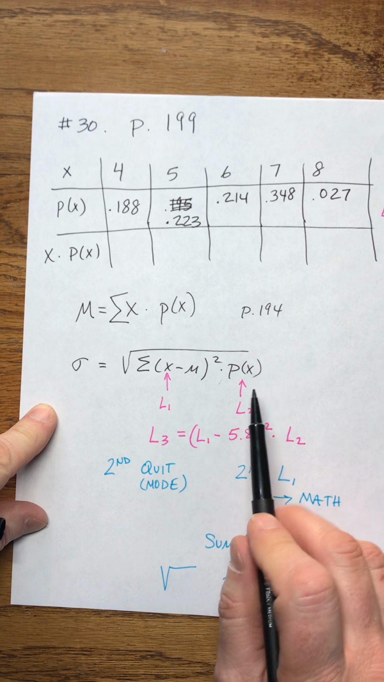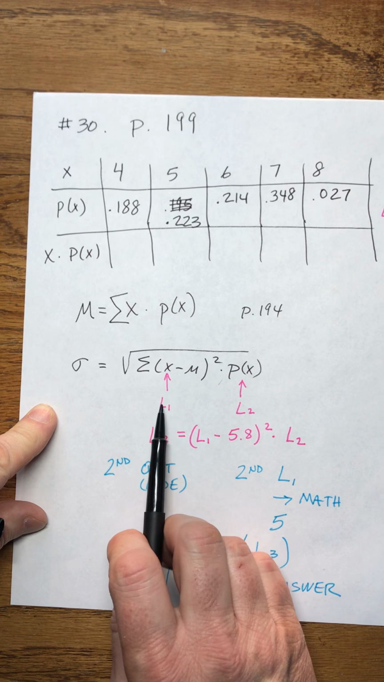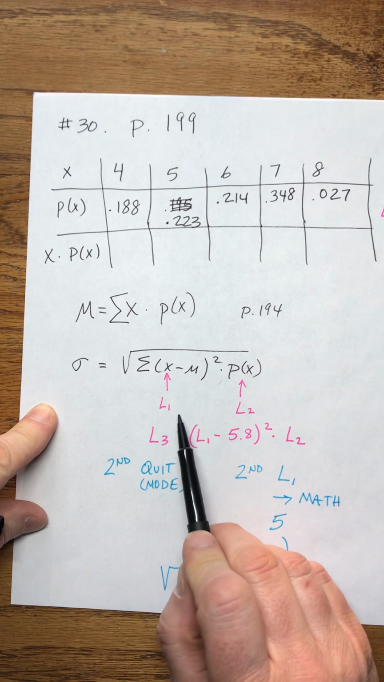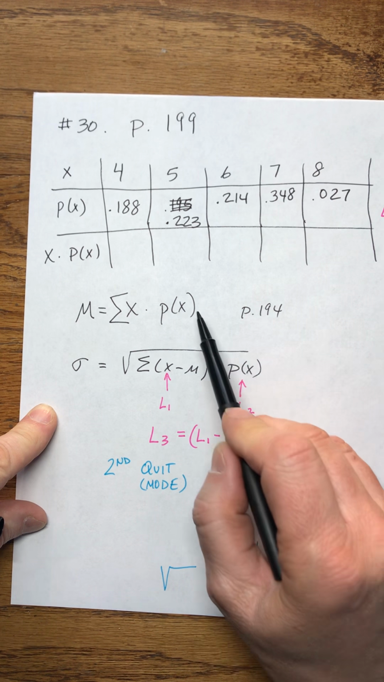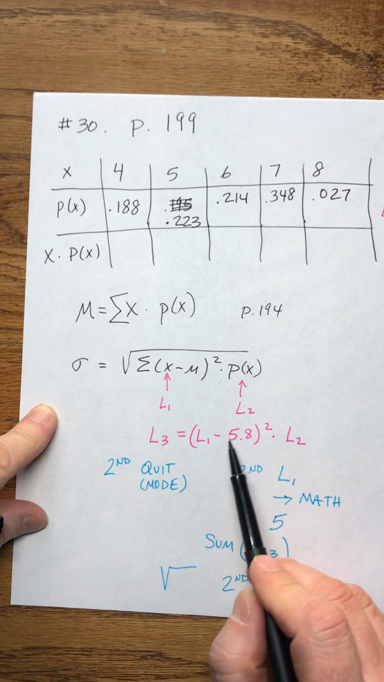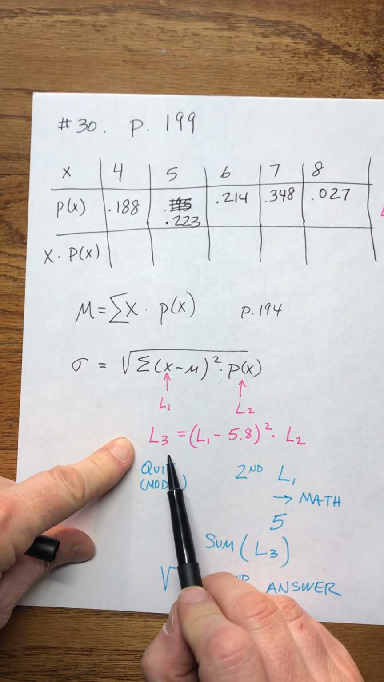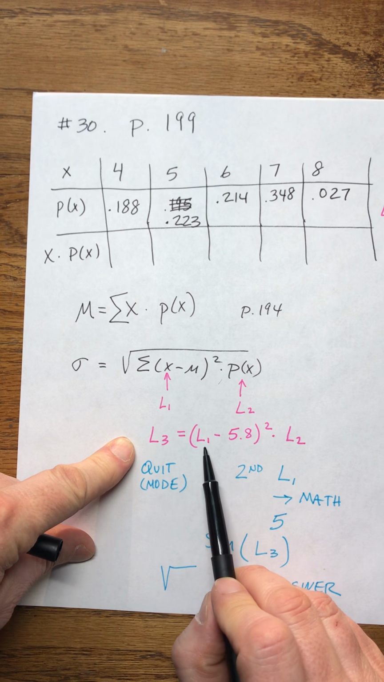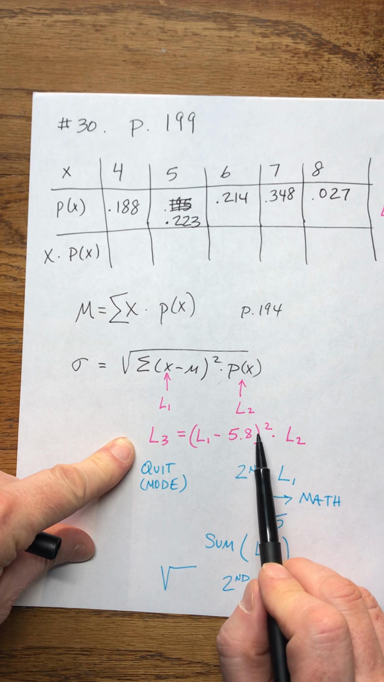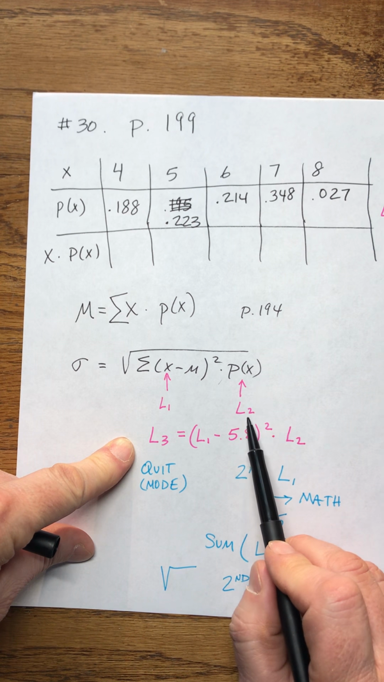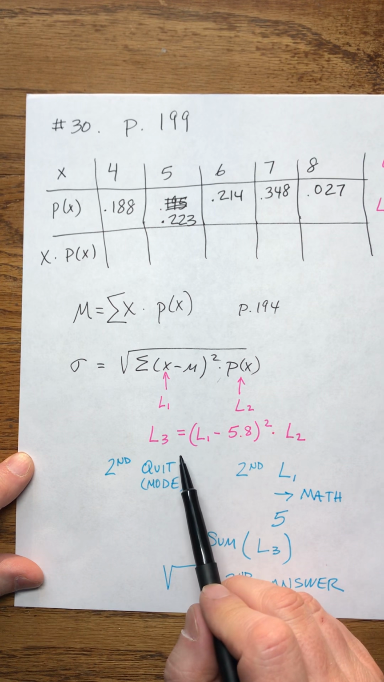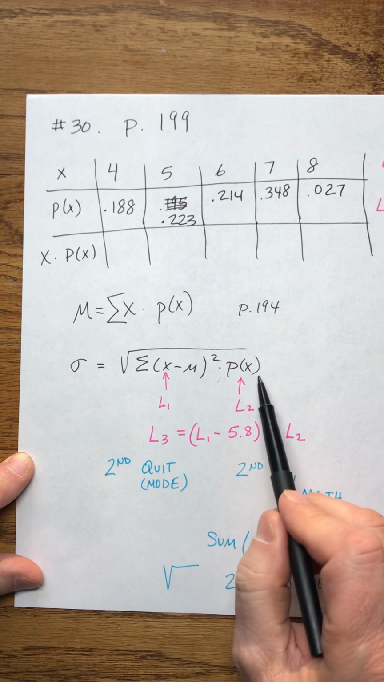If you're using your graphing calculator, you'd put all your x values into list 1 and your P of x's into list 2. You'd subtract 5.8, which is what the average came out to be, from each number in L1. So you'd set up an L3, another list, that would be your L1 minus 5.8, squared, don't forget your parentheses, and multiply it by list 2. Then that would give you all the numbers in list 3, which would be this.